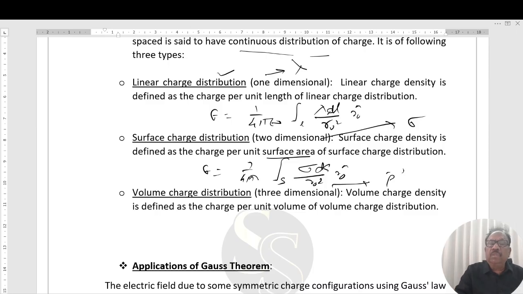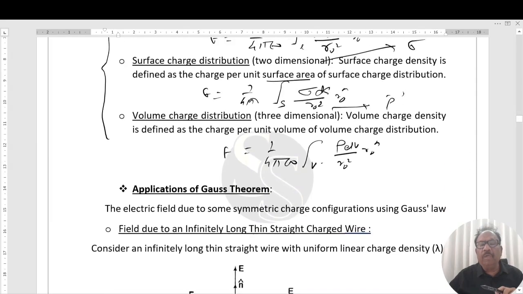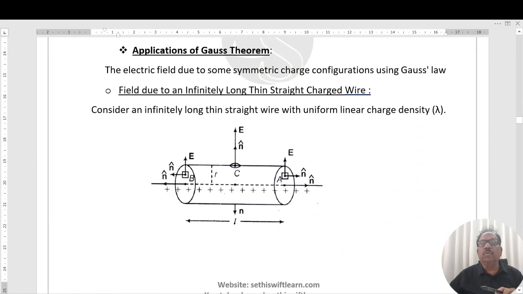Volume charge distribution is denoted by rho. Volume charge density is defined as the charge per unit volume of the charge distribution. In this case, force is given by 1 over 4 pi epsilon naught integral over volume of rho dV upon r naught square r naught cap. This is all about the continuous distribution of charge, that is the linear one, surface one, volume one. Linear, lambda; surface, sigma; volume, rho. Right?